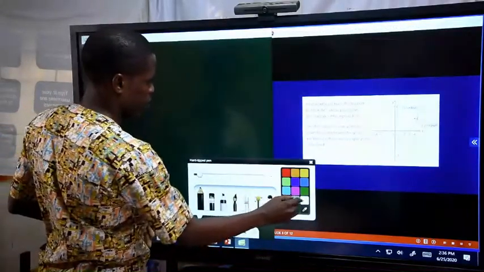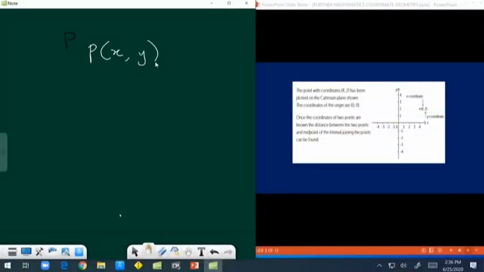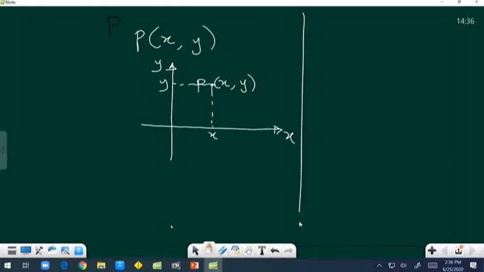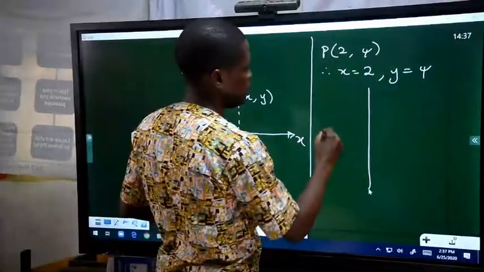Let's look at the point P as x, y. We can represent it like this. Let's say we have the y-axis and the x-axis, and this is a point P. This point is x and this point is y. So this is a point x, y. We can usually represent a point with respect to this. If point P is 2, 4, that means that x is equal to 2 and y is equal to 4. So how do we represent it on the xy plane?